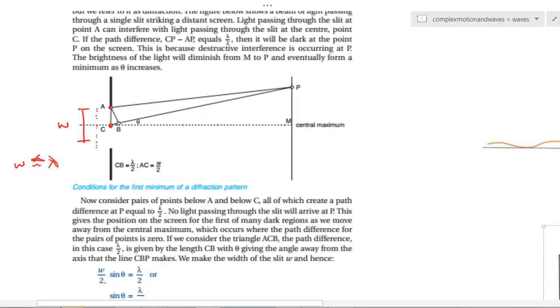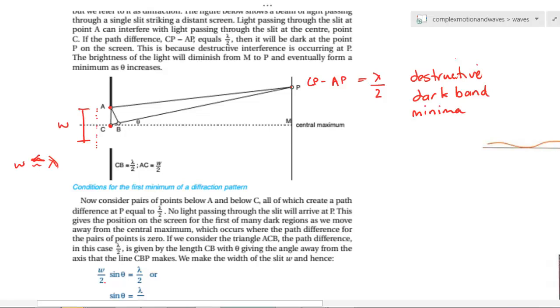Back to our diagram. We want to look at the difference between AP and CP. So if we can look at the difference between these two lengths, CP minus AP, and when that is equal to half a wavelength, then we'll get destructive interference. And the destructive interference appears as a dark band. So you're not going to see a maxima, you're going to see a minima in your spectrum.